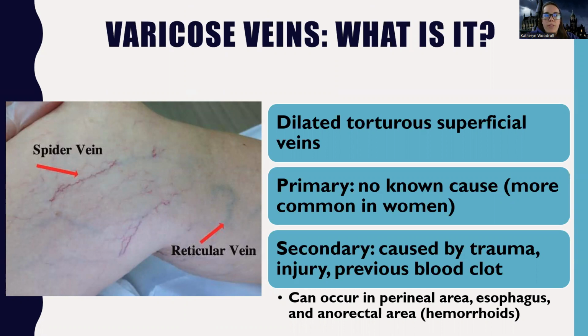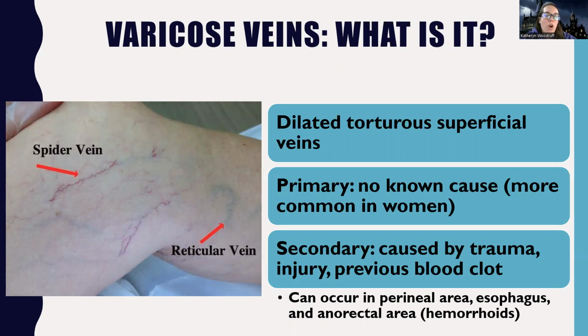So one of the venous issues we talk about is what's known as varicose veins. And these are dilated, kind of tortuous superficial veins. So you can see them in this picture, how they kind of just show up, these veins are very prominent and very well seen on the legs. Primary is that there's no known cause, but we do see it more commonly in women. I'll talk about other risk factors here on the next slide.